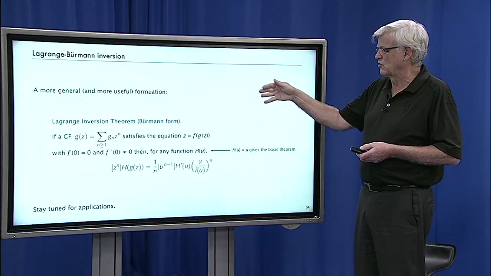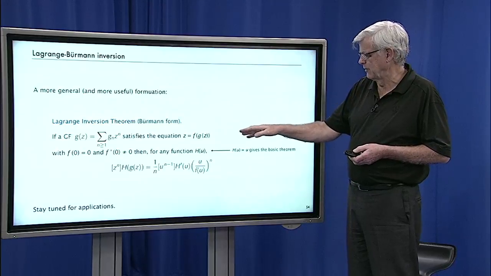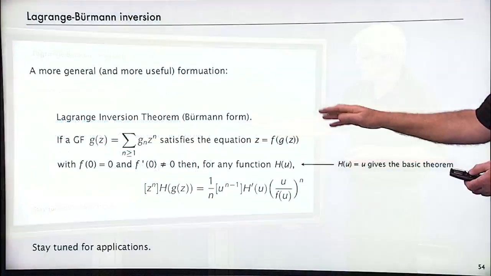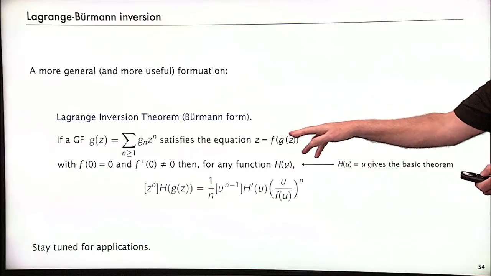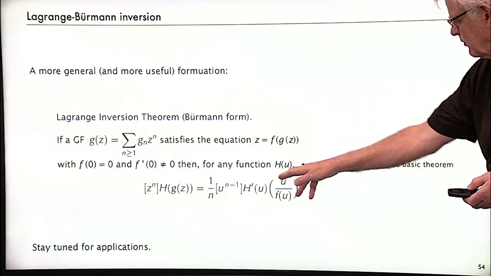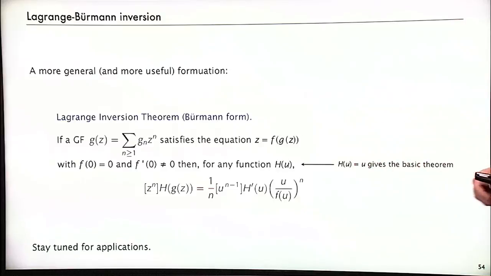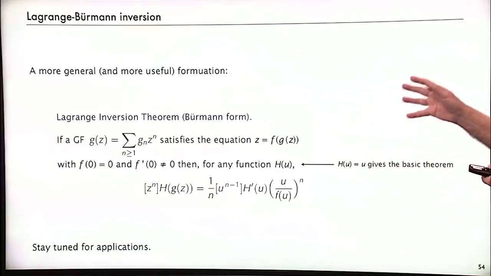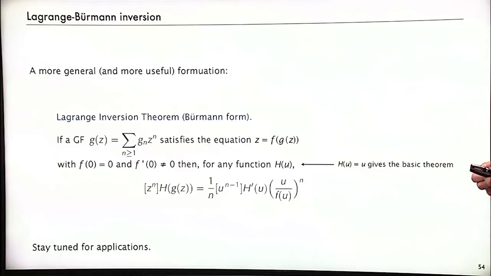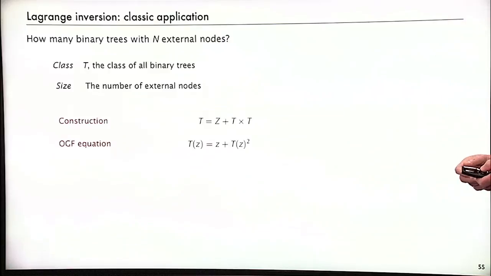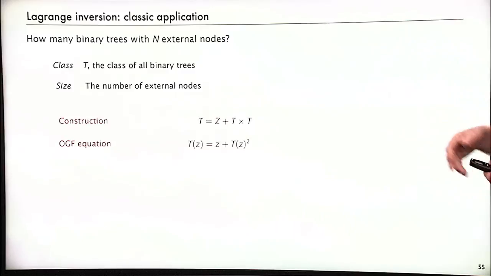Actually, we use a more general formulation of it, where for any function h of the generating function, you can get the coefficient of z to the n in that, and it just includes an extra factor, h prime of u. H of u equals u is the basic theorem. So that's the Lagrange inversion theorem, and that's the technique that we're going to use to analyze mappings. Before that though, let's look at how it works for binary trees.